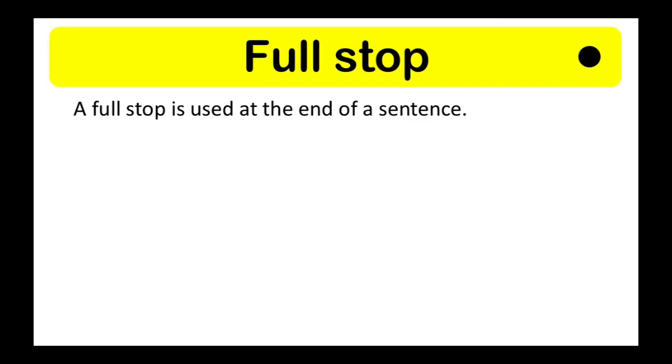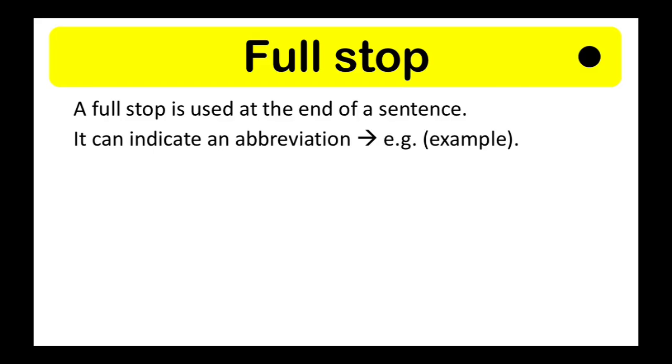Full stop. A full stop is used at the end of a sentence. It can also indicate an abbreviation. E.G. is the abbreviation for example. A full stop is always followed by a capital letter at the start of the next sentence.